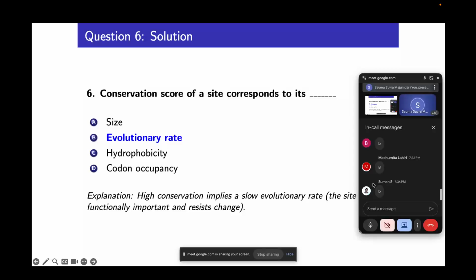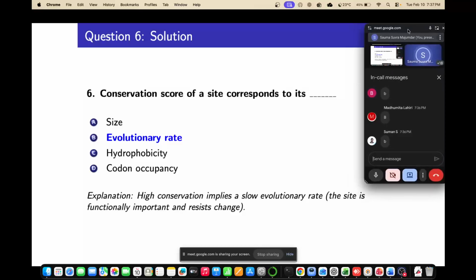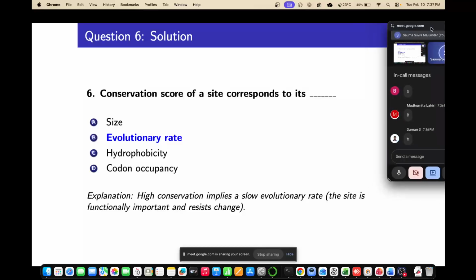So yeah, I hope you can see the full screen because of this. I can't seem to place it in a good place. I think now you'll be able to see.